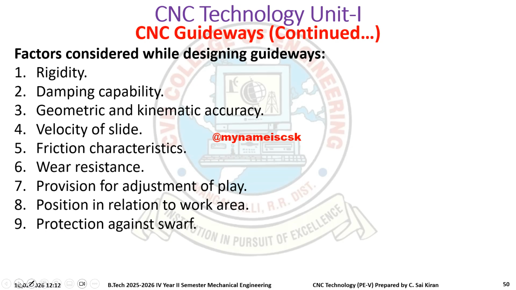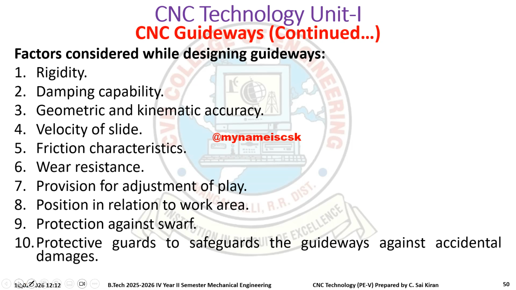Next, protection against the swarf. The chips falling on the guideways should be stopped by some protective layer so that the chips do not fall and the temperature does not increase. Next, protective guards to safeguard the guideways against accidental damage. At the end of the guideways you should have a stopper, so that if the guideway moves fast, it shouldn't fall down from the CNC machine. So we should have safeguards or protective guards to prevent accidental damage.